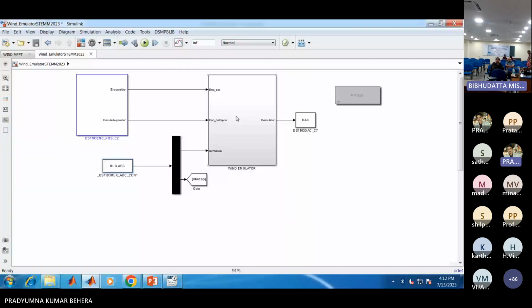These are the inputs to this subsystem, and the output will be a PWM signal which will be fed to the digital to analog converter of the DSpace control board. In this, we have selected channel number 7.